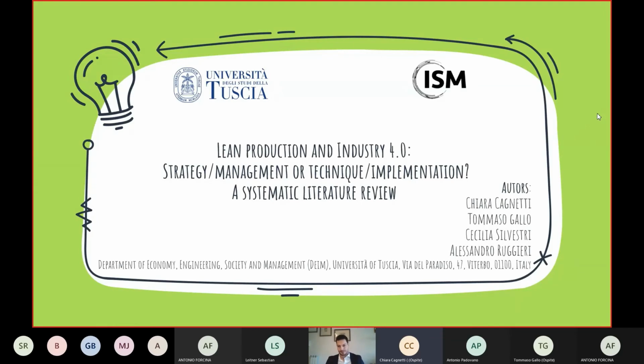This paper is called Lean Production and Industry 4.0, Strategy Management or Technical Implementation, a Systematic Literature Review. This paper is realized by 4 authors: Chiara Cagnetti, Tommaso Gallo, Cecilia Silvestri, and Alessandro Ruggeri. They belong to the Department of Economy, Engineering, Society and Management from the University of Tuscia. Next slide, please.